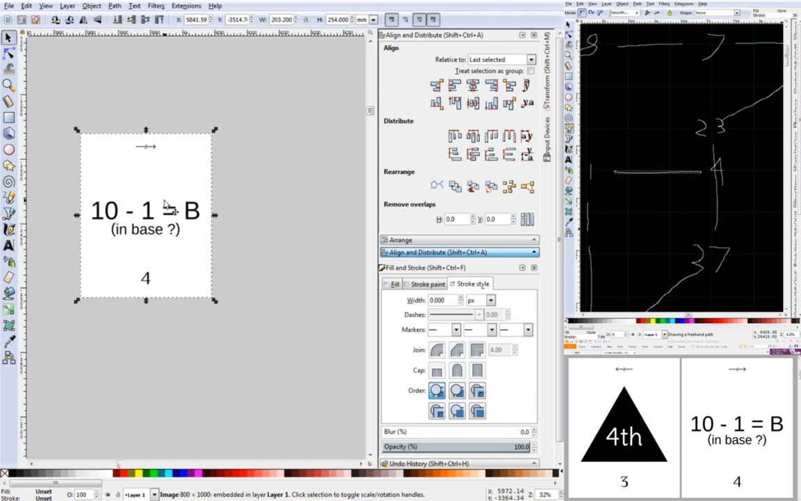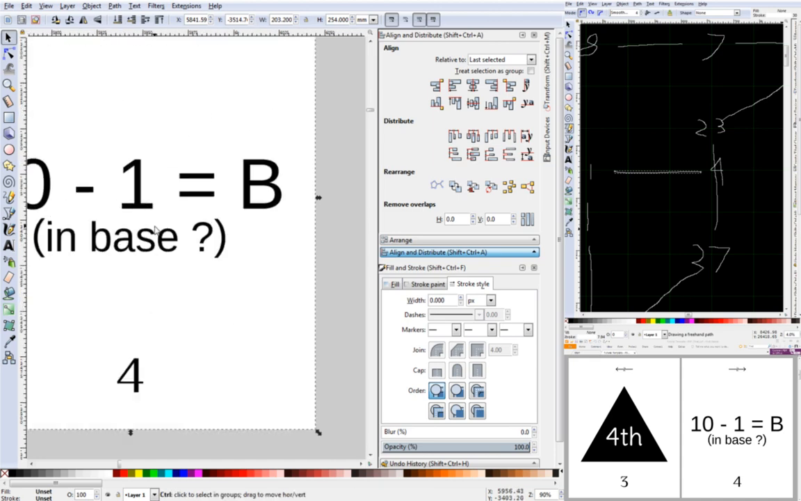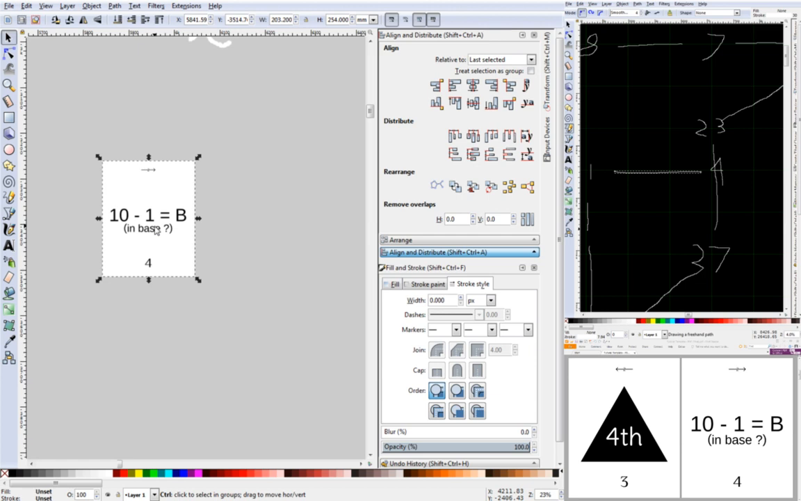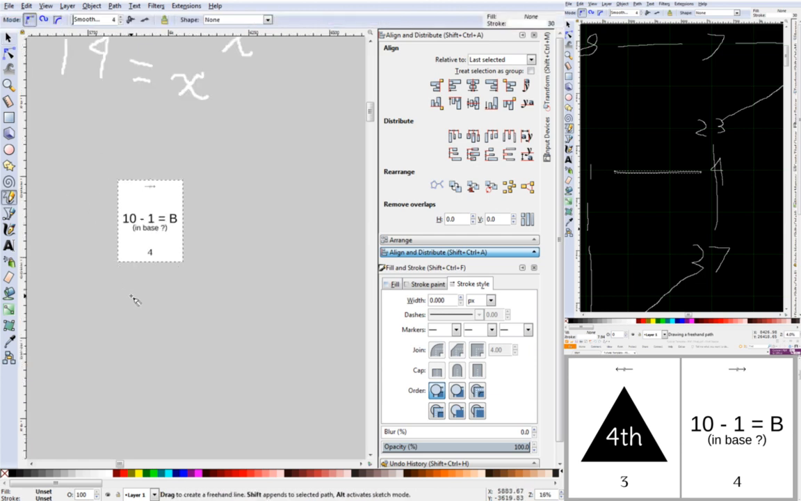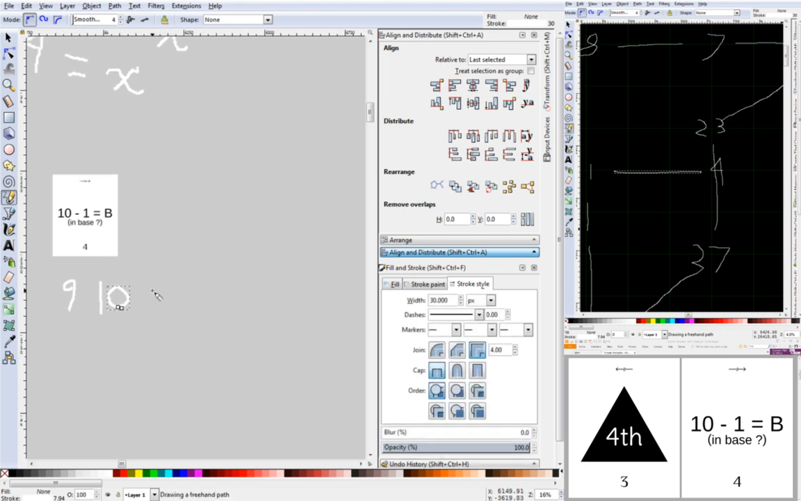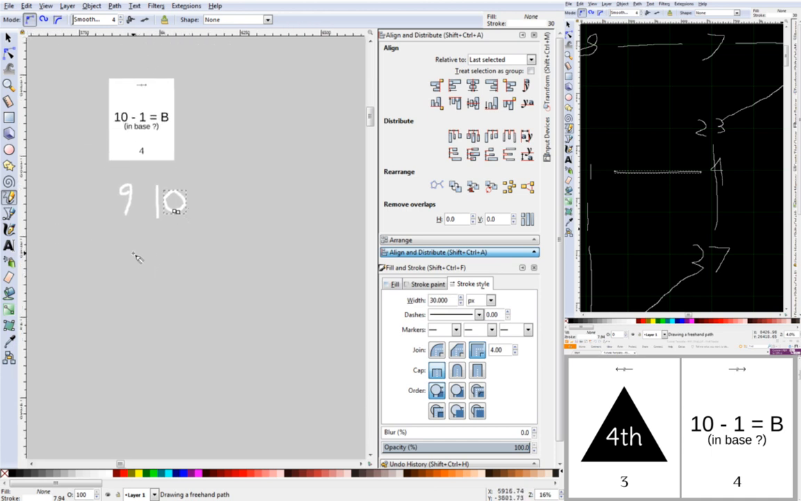So we come to this one: 10 minus 1 equals b in base question mark. Also an unusual convention, but in bases above 10. But we already said how a base raised to the power of 1 is 10 in that base, right? Like binary, 2 is 10, to the power of 1, that's 10 in binary. And base 10 is 10, obviously. However, in base 11 it would be 10. So how is 10 represented in base 11 or in decimal?